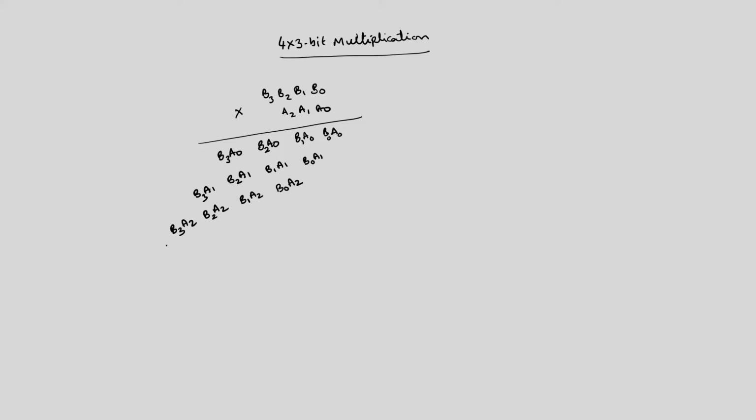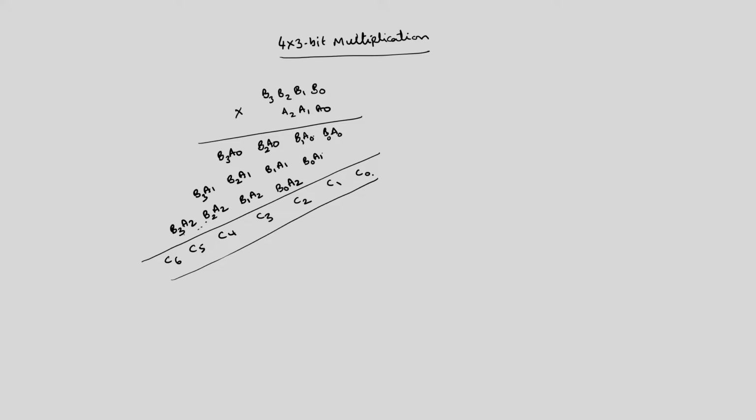So, by multiplying this 4 bit by 3 bit number, the number of resultant output bits will be, so this B0 A0 will be directly C0. By adding these 2 bits, you will get C1. So, these 3 bits, C2, C3, C4, C5. Here you may get carry from this stage. So, by adding these 2, you may get one carry also. So, totally we require 7 bits.